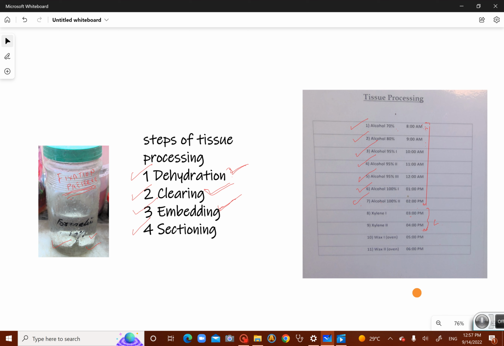Once the alcohol has been infiltrated into the cells, you have to clear it because paraffin still cannot go into the cells. So the clearing is done by xylene. The xylene will replace the alcohol, and once the xylene has replaced the alcohol, you can introduce liquid paraffin. That is known as embedding. And the last is, once you have got the paraffin block, it can be cut into very thin slices, sectioning by means of a microtome.